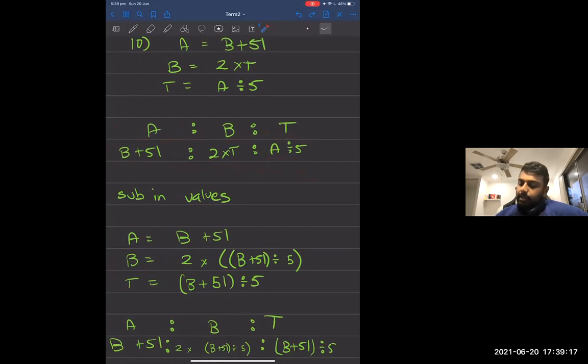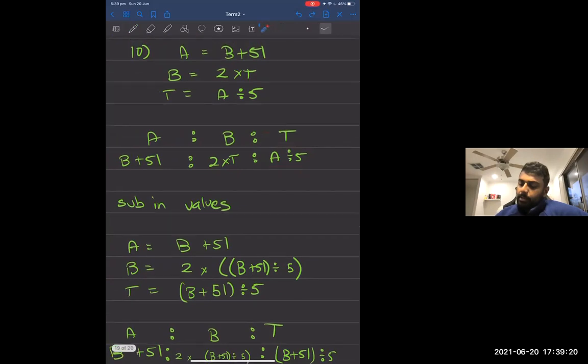So what you do is you sub in values. Sub in values is substitute in values. If A is equal to B plus 51, then I can get rid of this A and put B plus 51. Do you guys understand that? Yeah. And if T is equal to A divided by 5, I can remove this T and put A divided by 5. Do you guys understand that? Yeah. And if B is equal to 2 multiplied by T, I can get rid of this B and put 2 multiplied by T. Do you guys understand that? Excuse me, Malcolm. What does sub mean? Substitute in the values.